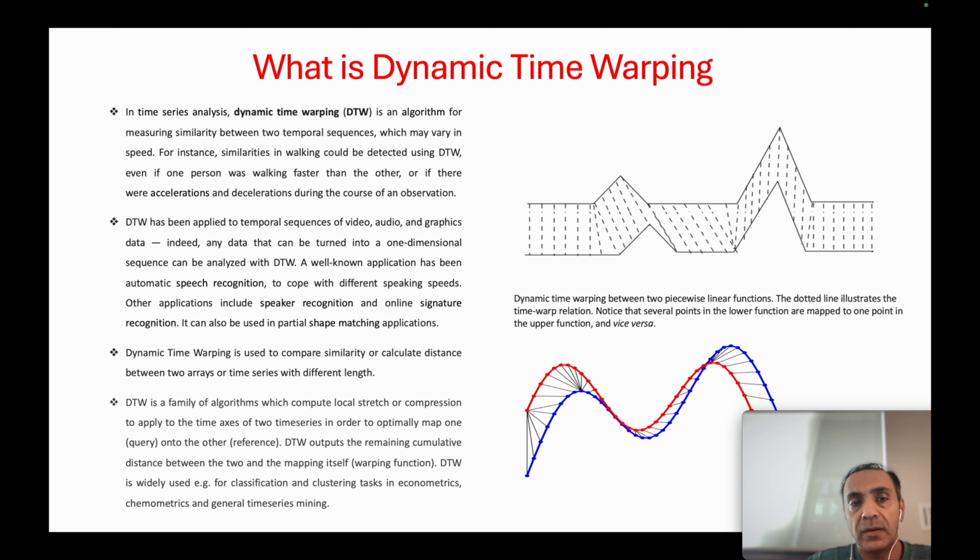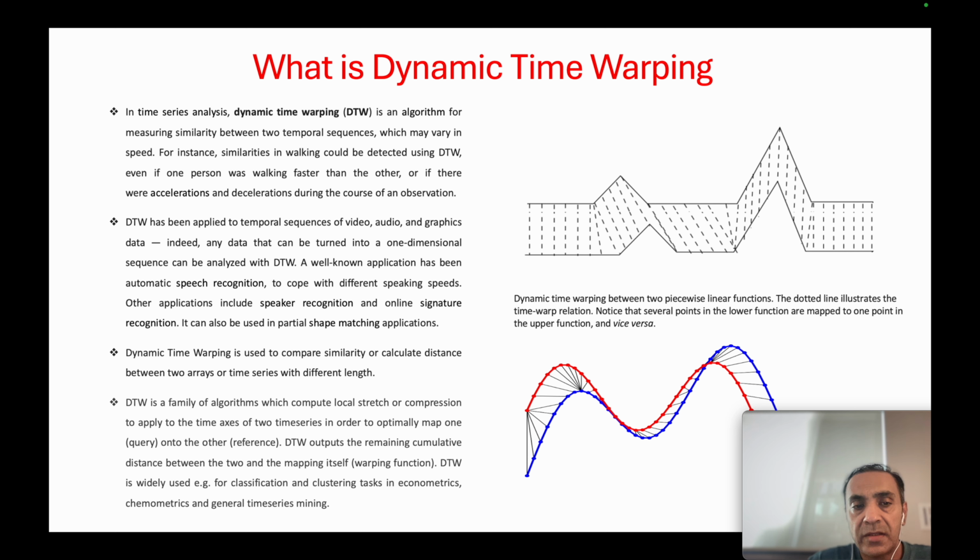Dynamic time warping, or DTW, has been applied to temporal sequences of video, audio, and graphics data. Indeed, any data that can be turned into a one-dimensional sequence can be analyzed with DTW. A well-known application has been automatic speech recognition, to cope with different speaking speeds. Other applications include speaker recognition and online signature recognition. It can also be used in partial shape matching applications. Dynamic time warping is used to compare similarity or calculate distance between two arrays or time series with different lengths.